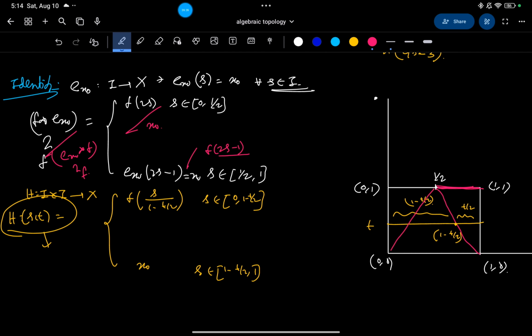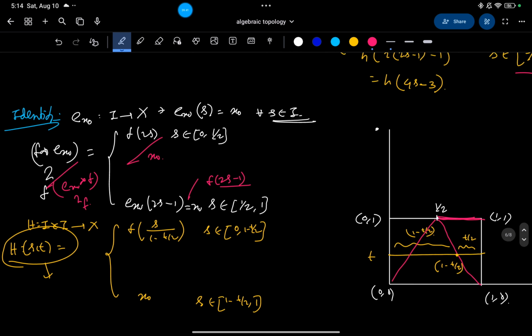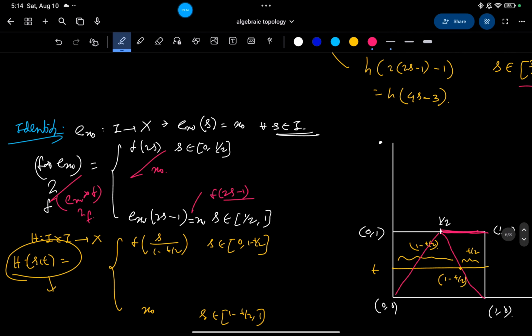All right. So this is how one can show that the identity exists. So what is the identity? Identity is nothing but the coset of x naught, this map. Okay.